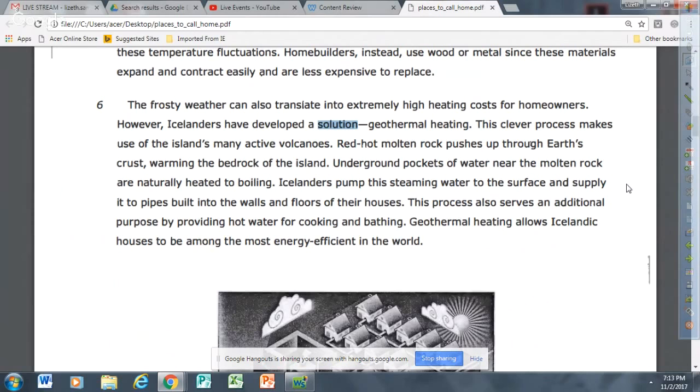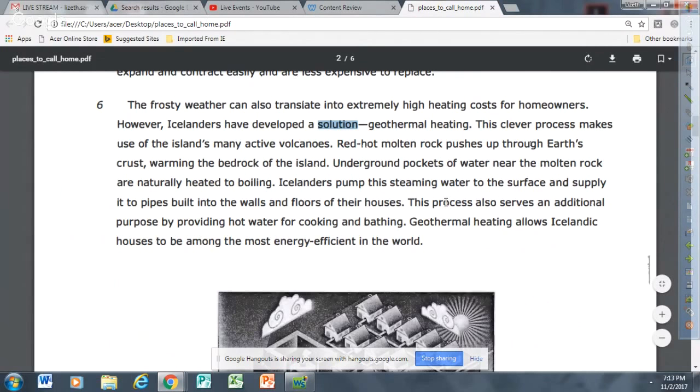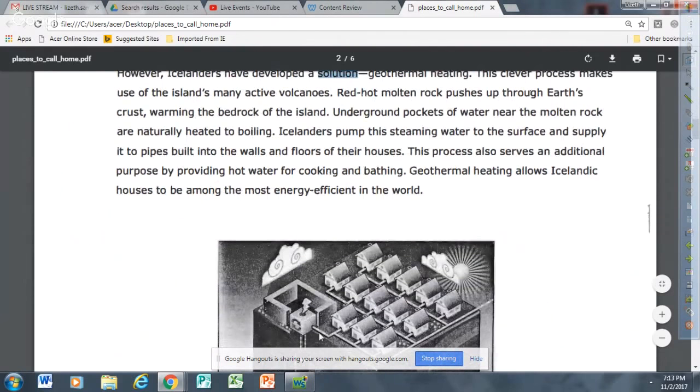Icelanders pump this steaming water to the surface and supply it in pipes built into the walls and floors of their houses. So this water that's being heated is in pipes along their walls and floors. That's interesting. This process also serves an additional purpose by providing hot water for cooking and bathing.